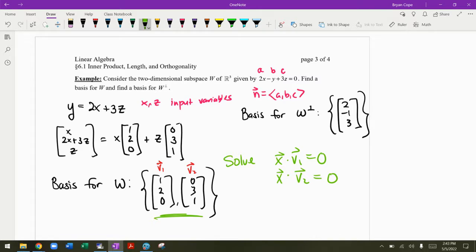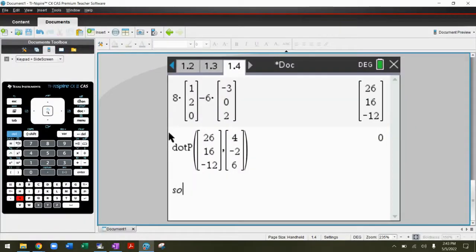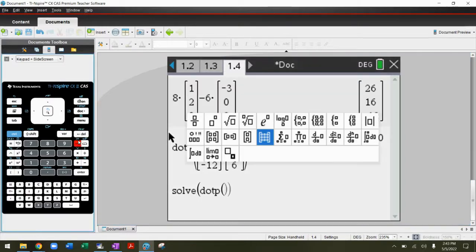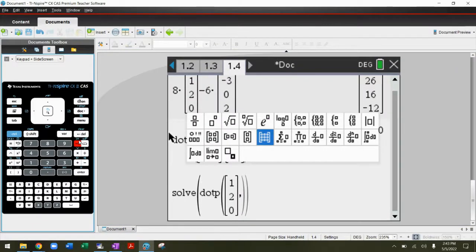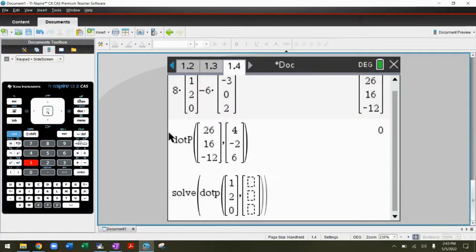But just so you're okay with this, if I solve that, x dot v1 equals 0 and x dot v2 equals 0, we should still get that 2, negative 1, 3. Let me show you that. That's actually kind of interesting. If I solve the dot product of 1, 2, 0, comma, x, y, z. Oh, shoot, those are stored as something. Let's copy and then start a new document.